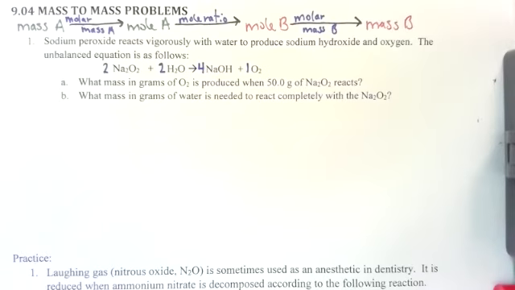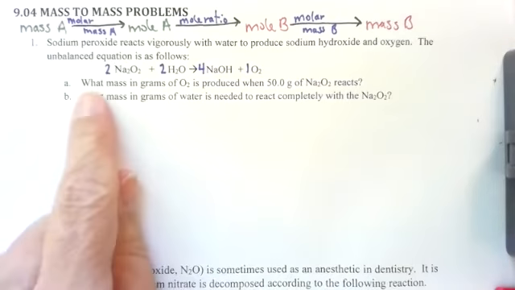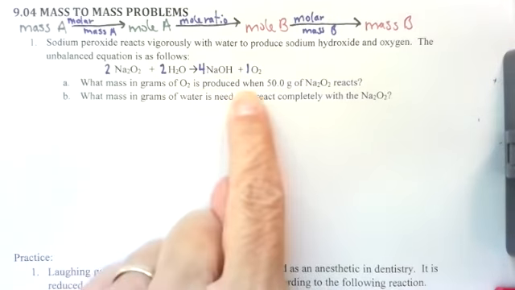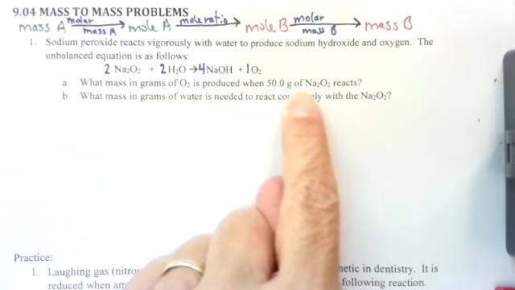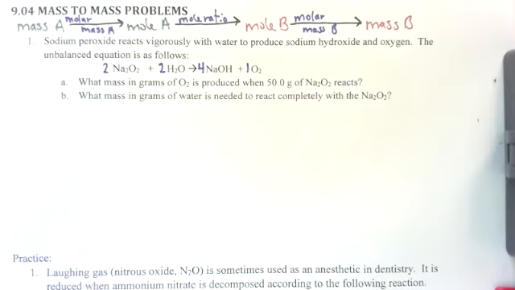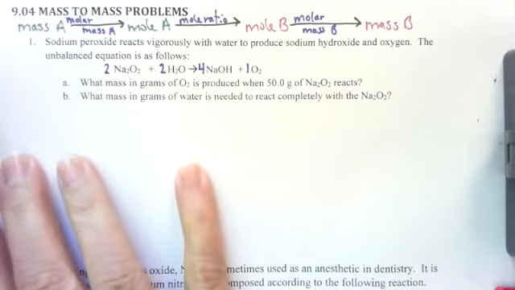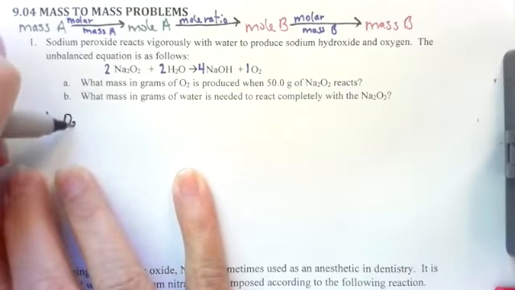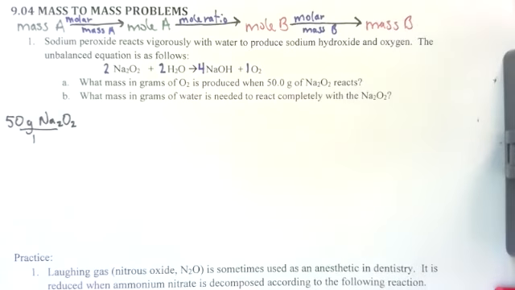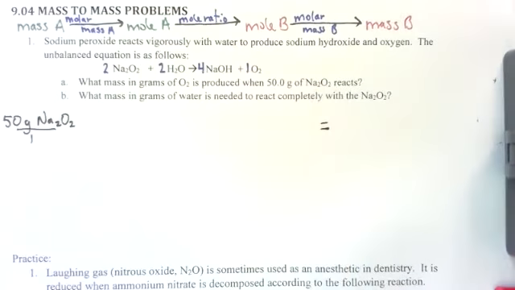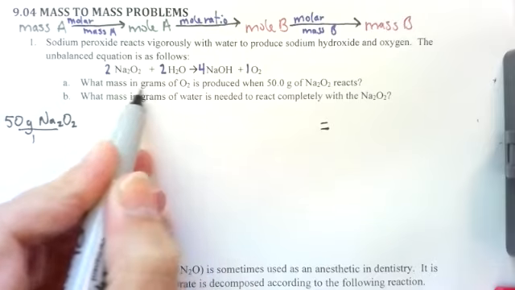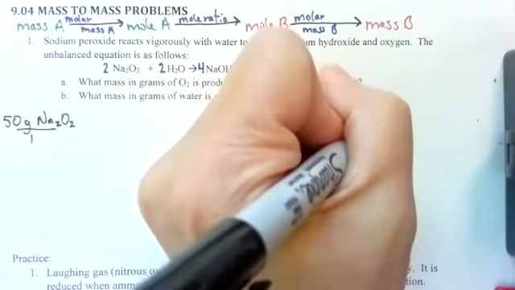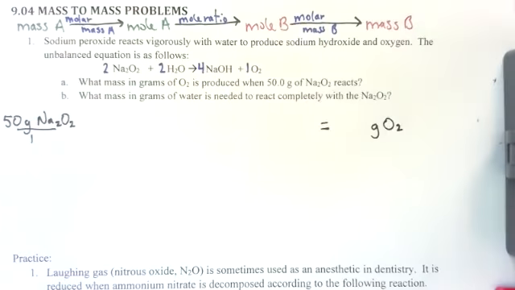The next step that we're going to do is we're going to frame up the problem. So part A says, what mass in grams of O2 is produced when 50 grams of Na2O2 reacts? So we start off, the problem tells us we have 50 grams of Na2O2. I'm going to put that over 1. Let me give myself lots of space because what I'm solving for is mass in grams of O2. So I'm going to put grams of O2.